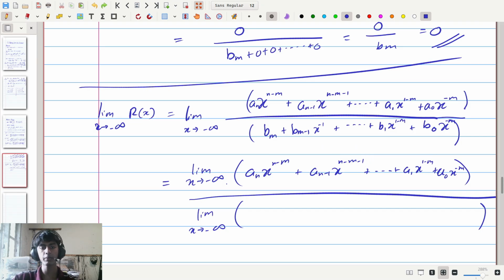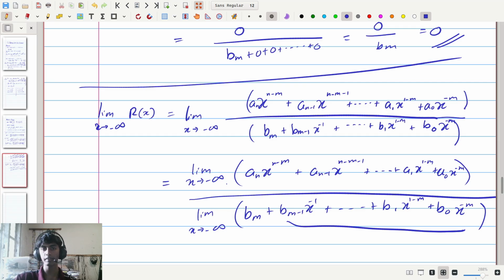On the denominator what we have is b sub m x to the 0 plus b sub m minus 1 x to the negative 1 plus dot dot dot, plus the last thing we have is b sub 1 x to the 1 minus m plus b sub 0 x to the negative m. Here all of the powers of x except for this first power are all negative.